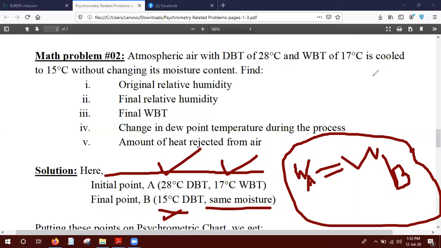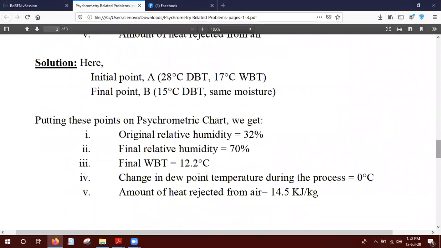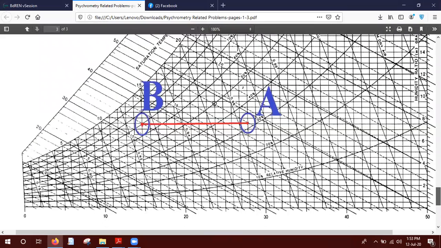Now we will place these two points into our psychrometric chart. So first of all, let's place these two points into the psychrometric chart. The first information is 28 degrees Celsius and 17 degrees Celsius. Let's go to the diagram first and see how to place these points. Our dry bulb temperature was 28 degrees Celsius, my students. This is 30, and this is 20, and every step is 1. So if this is 30, two steps before it will be the 28 point.